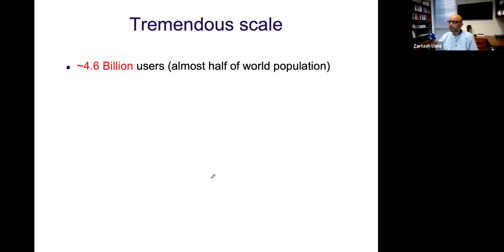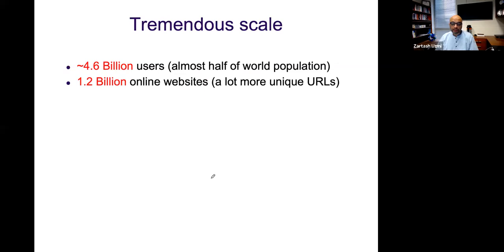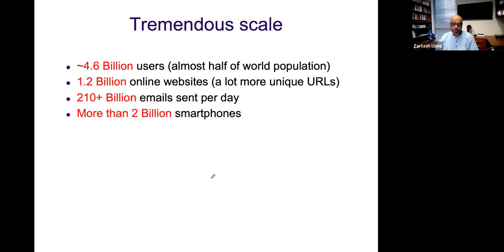The scale of the internet is tremendous. Almost half or more than half of the world population is on the internet. 4.6 billion users, maybe a little bit more than that. This is the statistics I gathered a few days ago. 1.2 billion online websites. This is also maybe a little bit older, so now maybe we have another 10-20% added to this. 210 billion emails sent per day. Once again, this would probably be a lot more than that. More than 2 billion smartphones, now probably close to 2.5 billion smartphones. 2+ billion Facebook monthly active users.